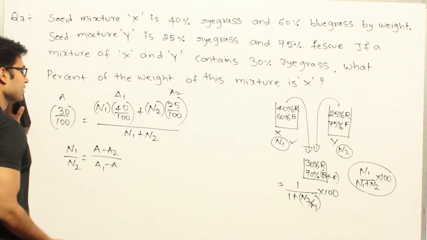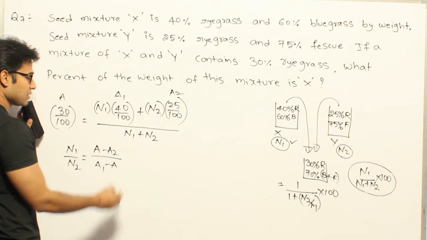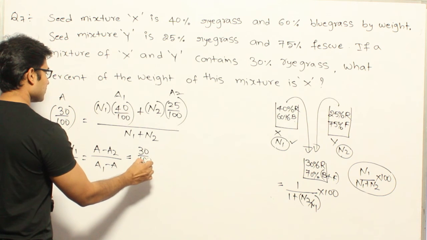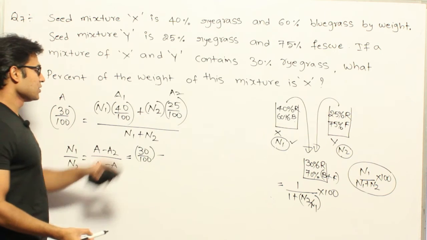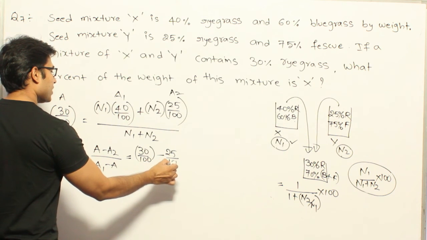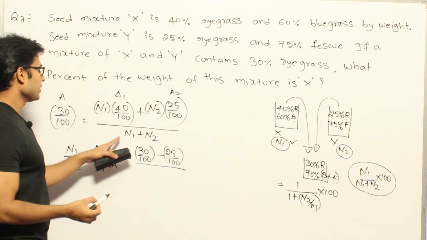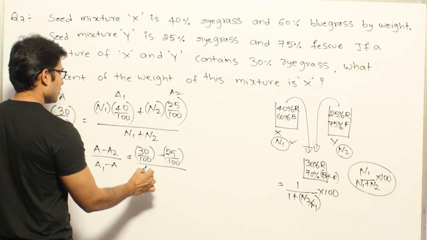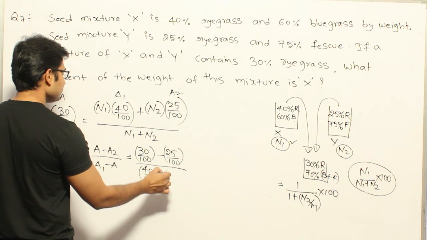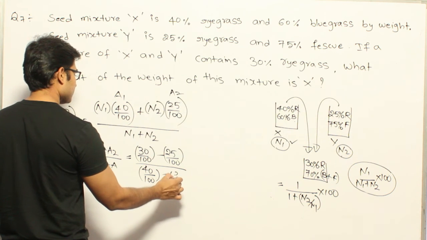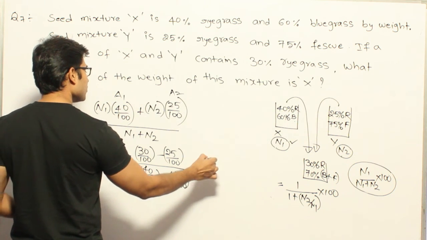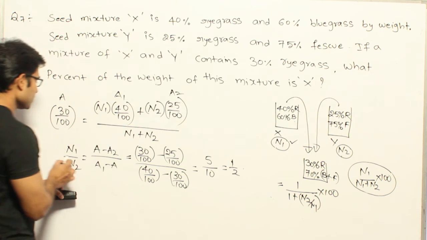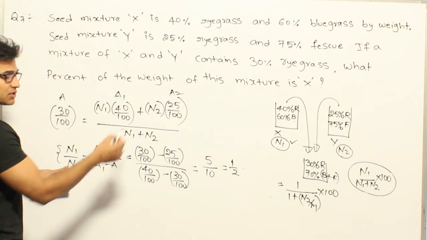Now in this case we are assuming that a is this one, a1 is this, a2 is this, right? So you can directly substitute it here. What do you get? 30 by 100 minus a2, which is 25 by 100, divided by, sorry, a1 minus a. What is a1? 40 by 100 minus a, which is 30 by 100. So this is going to be 5 by 10, which means 1 is to 2. So what is the ratio you are going to have? n1 is to n2 equal to 1 is to 2.